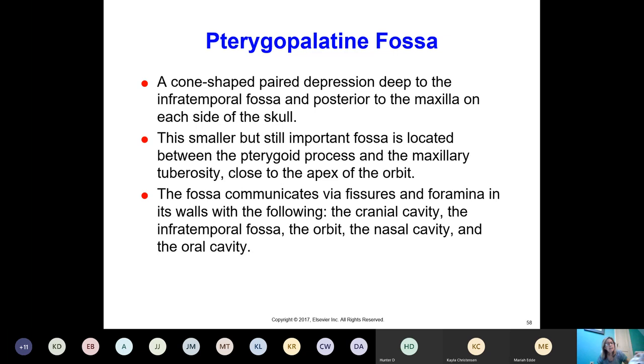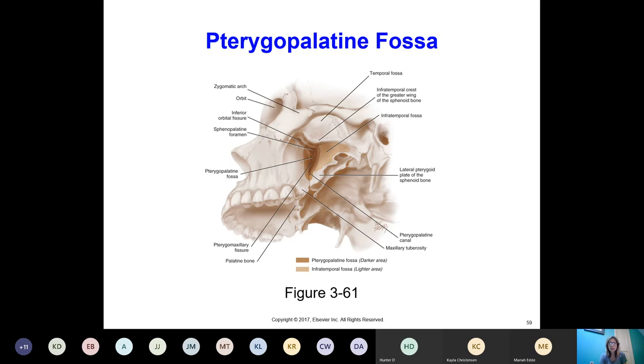The fossa communicates via fissures and foramina in its walls with the cranial cavity, the infratemporal fossa, the orbit, and the nasal cavity. You don't need to know all of that. Just be aware that it is deep to the infratemporal fossa. So you've got your temporal, infratemporal, and then you've got your pterygopalatine fossa. So it's got the three fossas, and they move inward in the skull. So there's that same picture again pointed out.